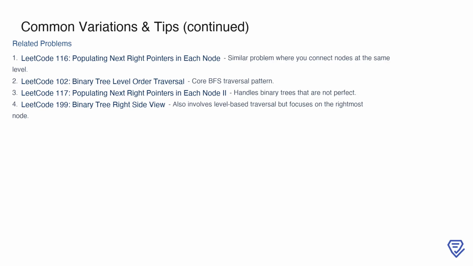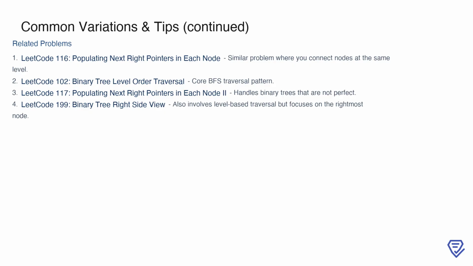There are also several related problems that share similar patterns, which can help you refine your understanding. For instance, LeetCode 116, Populating Next Right Pointers in Each Node, is a closely related problem where you connect all nodes at the same level. Similarly, LeetCode 102, Binary Tree Level Order Traversal, focuses on the core BFS traversal pattern, which is essential for this type of problem. Another variation is LeetCode 117, Populating Next Right Pointers in Each Node II, which tackles the same task as problem 116 but applies to binary trees that are not perfect.